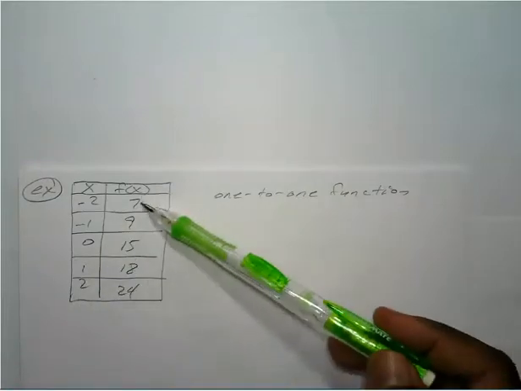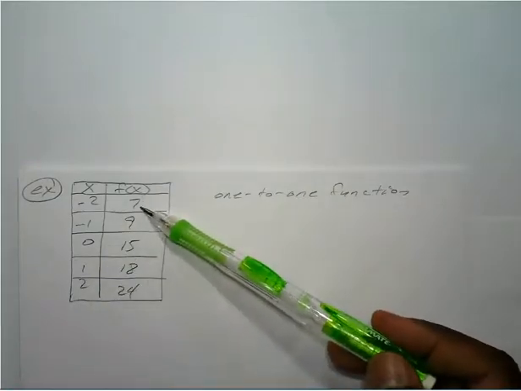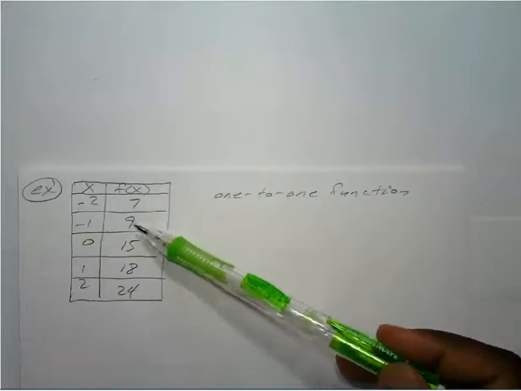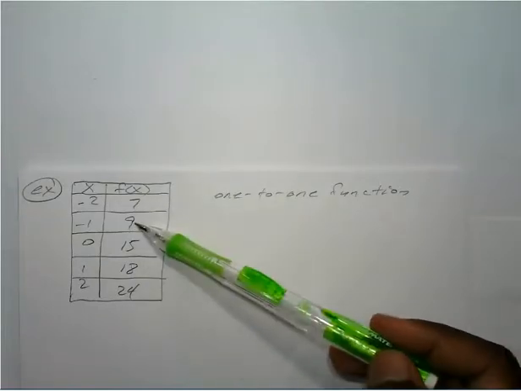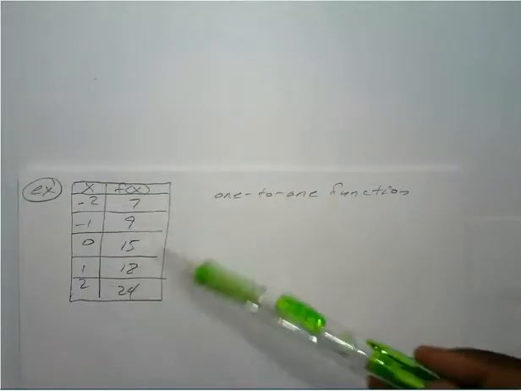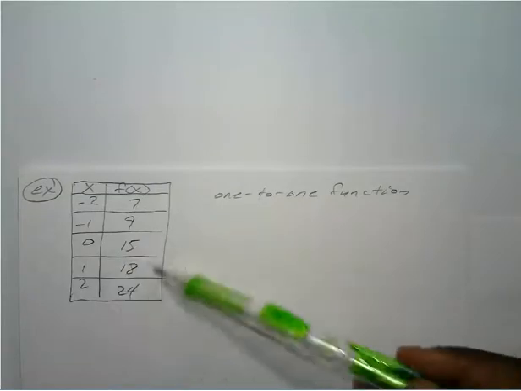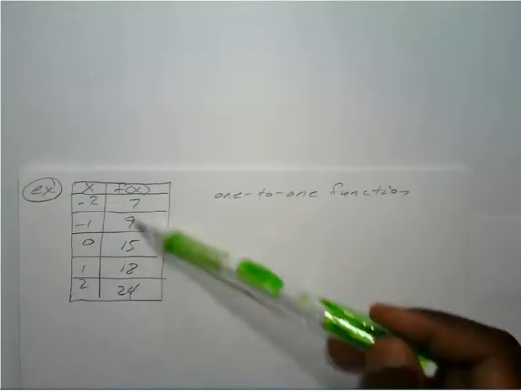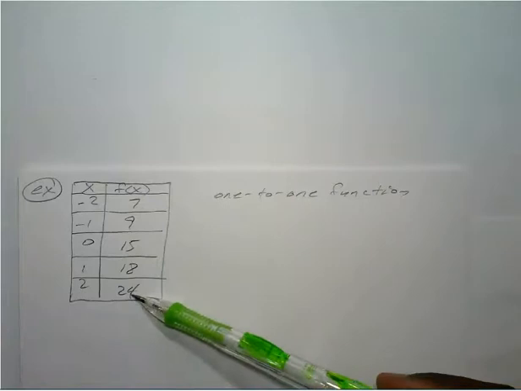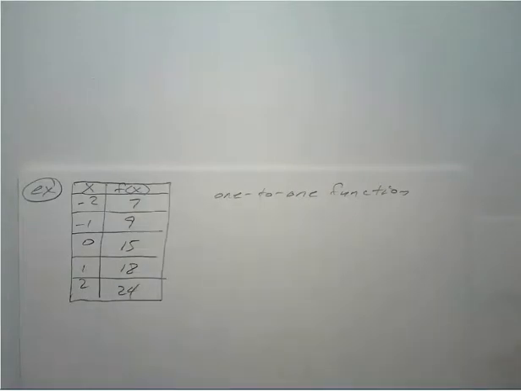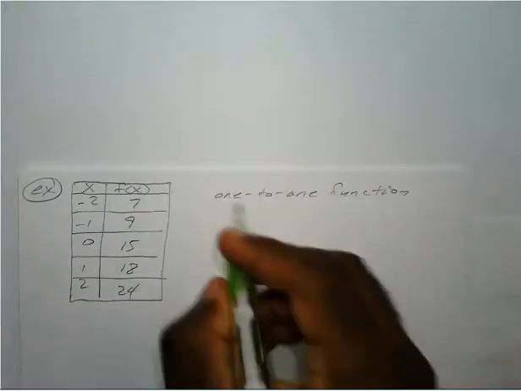And if you look at the y values or the f of x values, you don't see 7 appear for any other x value. You don't see 9 for any other x value. You don't see 15 for any other x value. You don't see 18 for any other x value. Same thing with 24. You don't see that appear anymore for any other x value.